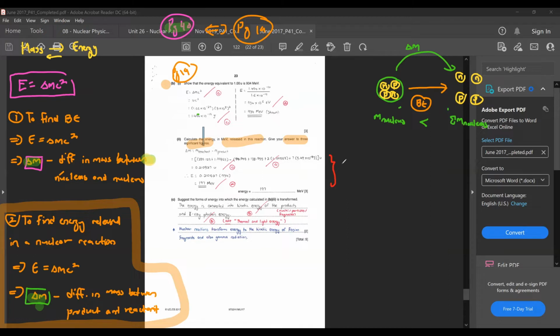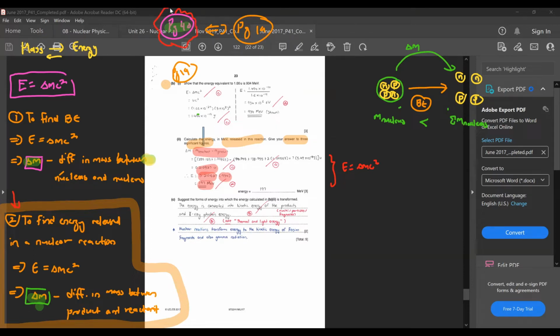So for this particular part, we were actually using E equals delta m c squared. We were using this equation where we try to find out the difference in mass between the products and the reactants. Since we know the difference in mass, we just multiply with the energy of 1 u, then we get the energy released in the reaction. So for this particular question, we were actually using this method over here.